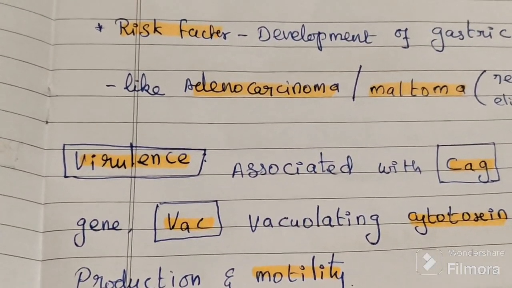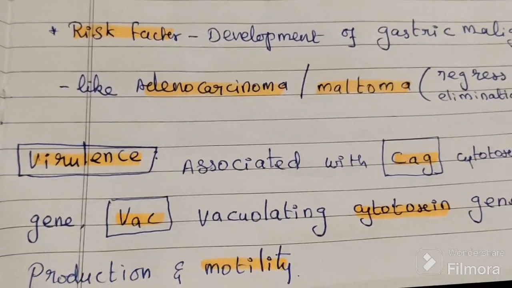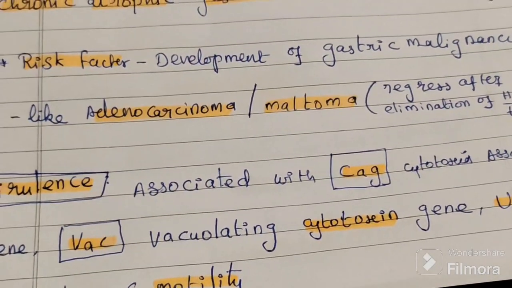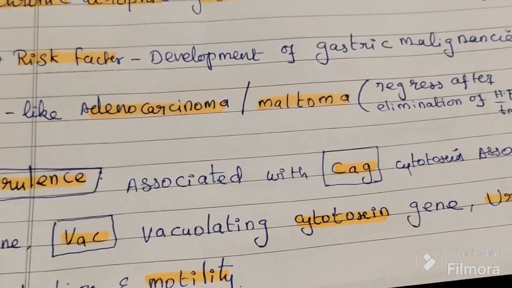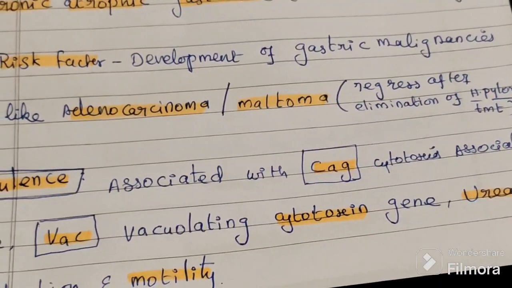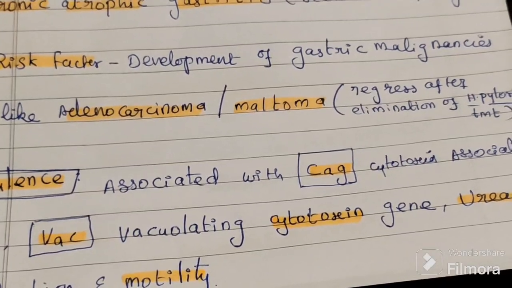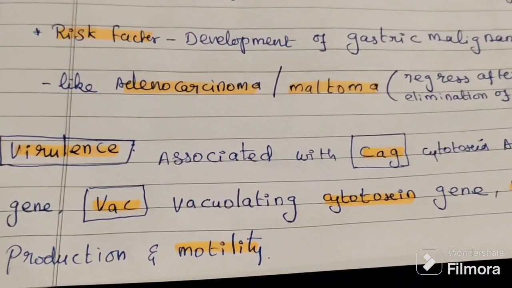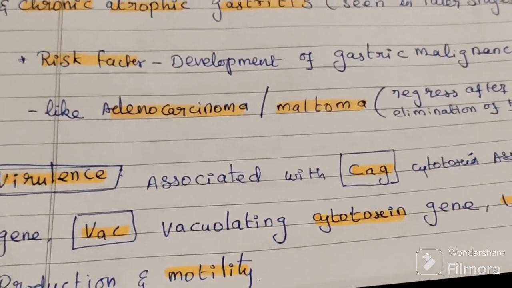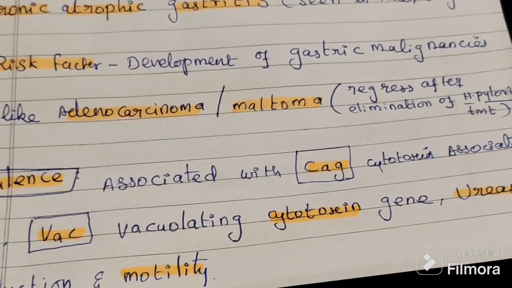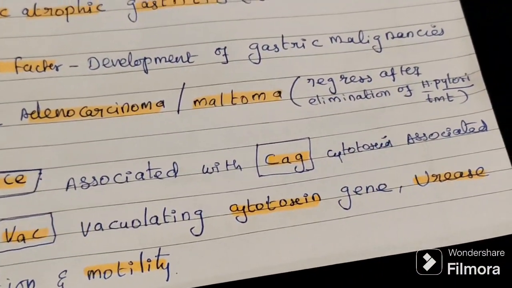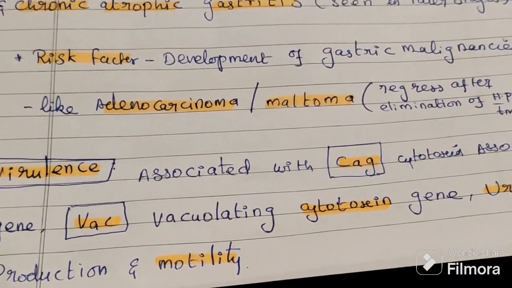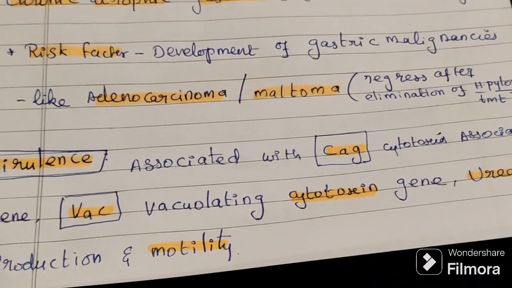Next, virulence of H. pylori. The virulence is associated with CAG, the cytotoxin associated gene, then VAC, the vacuolating cytotoxic gene, then urease production and motility of H. pylori.